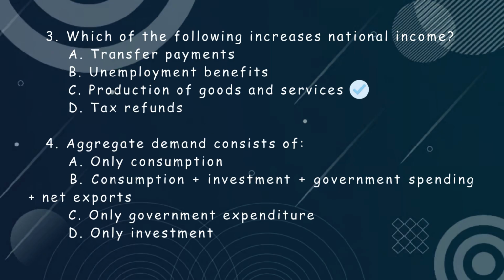Question number 4. Aggregate demand consists of: A. Only consumption. B. Consumption plus investment plus government spending plus net exports. C. Only government expenditure. D. Only investment. Answer: B. Consumption plus investment plus government spending plus net exports.